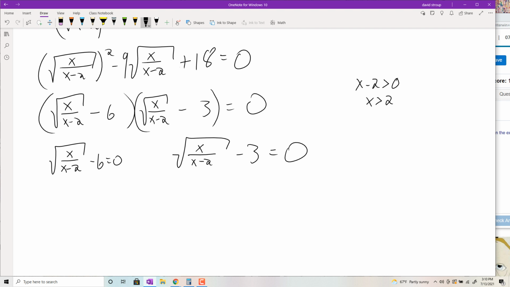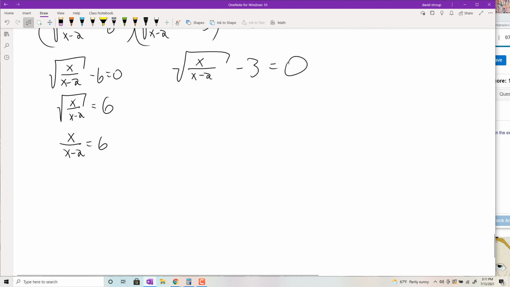Okay, so I'm going to isolate the radical part. Get square root of x over x minus 2 equals 6. I'm going to have to square both sides. Because I'm squaring both sides, I'm going to have to check my solution. Anyways, x over x minus 2 equals 36. Now I'll multiply both sides by x minus 2, move the 36 over, and x is 72 over 35. It's bigger than 2, so it should work.